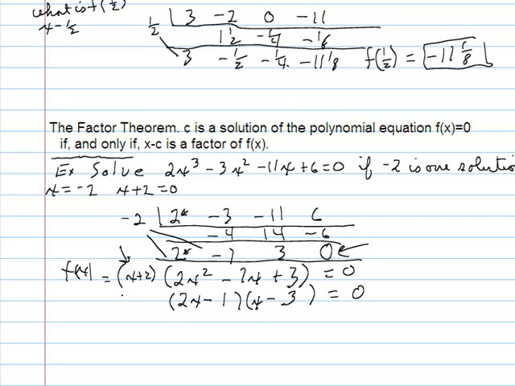So the final factoring of f of x is x plus 2 times 2x minus 1 times x minus 3 equals 0. That gives us the three solutions for the third degree equation: x equals negative 2, x equals a half, and x equals 3.